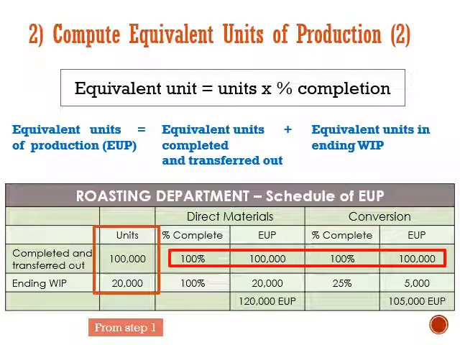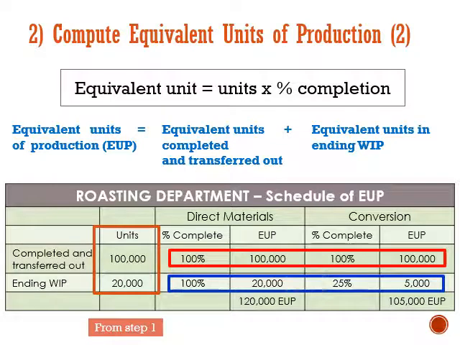Ending work in process inventory has 20,000 partially complete units. Direct materials is 100% complete. This means it has 20,000 EUP, and conversion is 25% complete. This means it has 5,000 EUP. Total equivalent units of production equals 120,000 for direct materials and 105,000 for conversion.